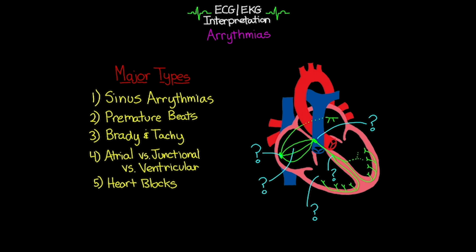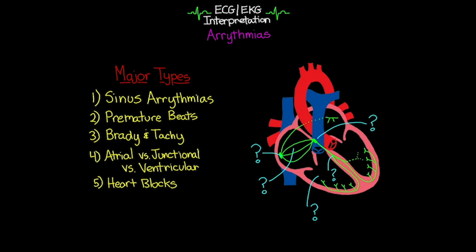So I have listed out here some of the major types, and there's going to be multiple arrhythmias within some of these categories. But the major types that you see here, first we have our sinus arrhythmias. From there, we're going to talk about the different types of premature beats. Following that up with some of the bradycardic and tachycardic rhythms. From there, we're going to break down our atrial dysfunctions, our junctional rhythms, or some of our ventricular problems.